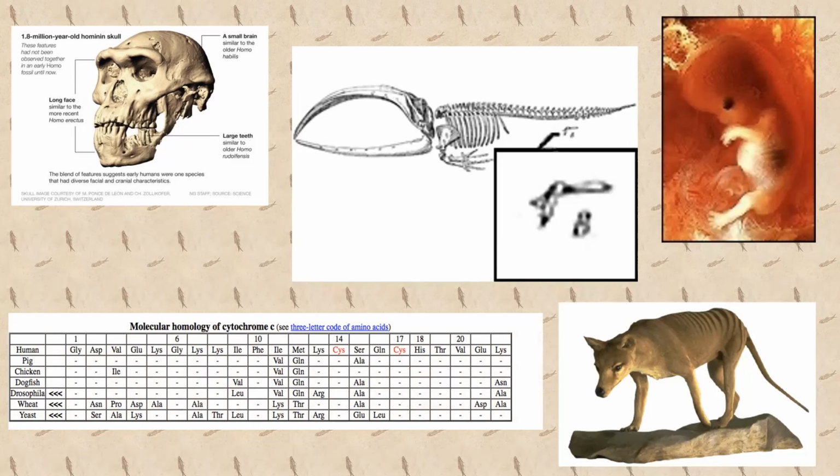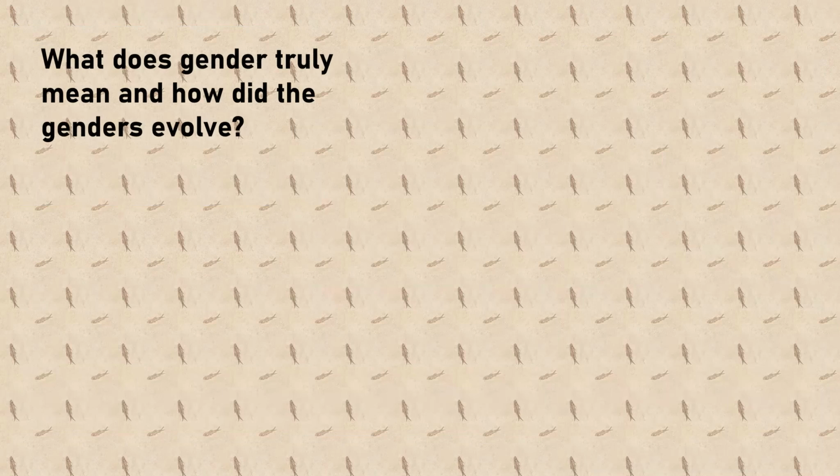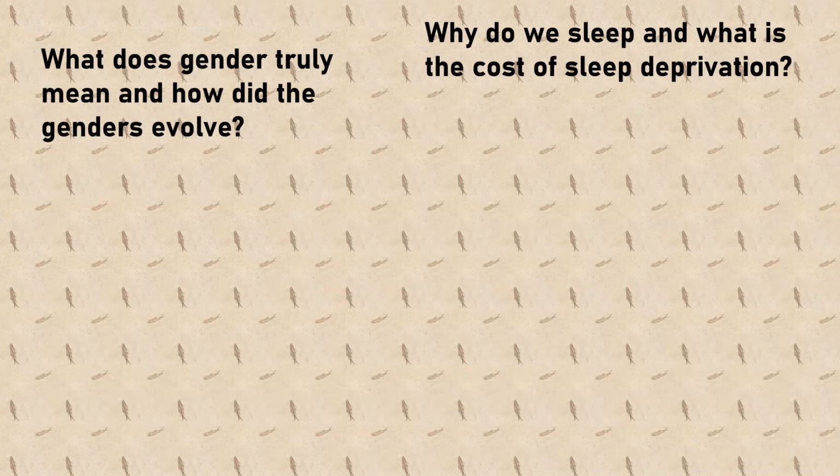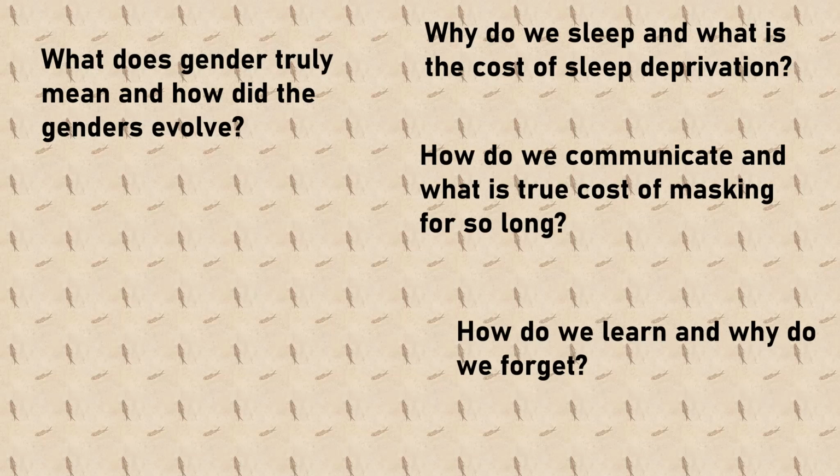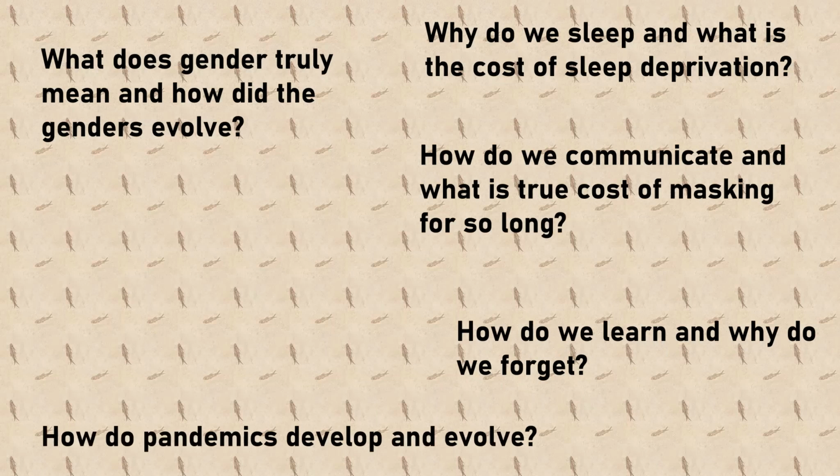ancestry. But all of this leads to questions. Questions like, what does gender truly mean? And how did genders evolve? Why do we sleep? And what is the cost of sleep deprivation? How do we communicate? And what is the true cost of masking for so long, especially in young children? How do we learn? And why do we forget? It's very annoying that we forget so much. How do pandemics develop and evolve? And why are humans so aggressive? We seem to be a very violent species, and this is certainly important in modern society.